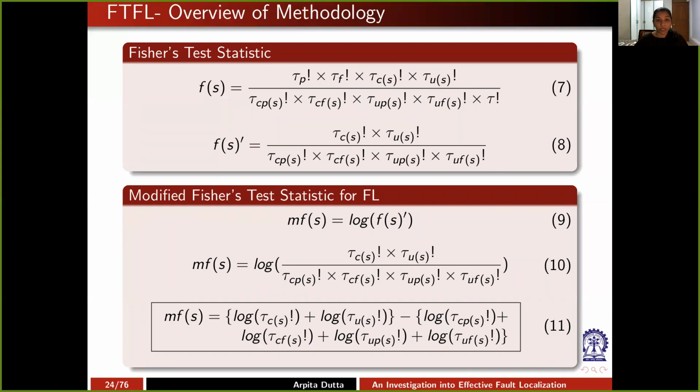So if we remove any such identity, meaning a variable which is common for every statement, it won't affect the relative result. So the tau factorial, tau p and tau f are common for every statement, so we have eliminated those variables, and our simplified formula is this equation 8.